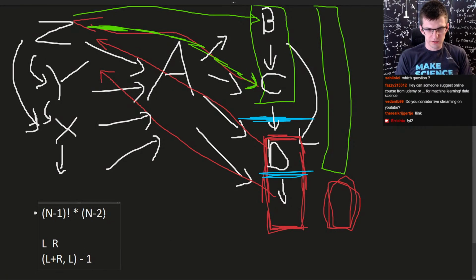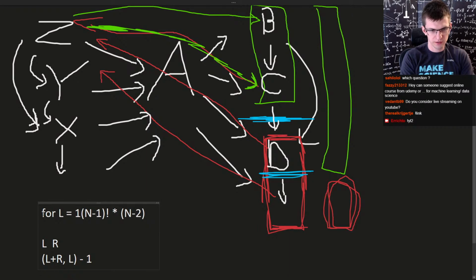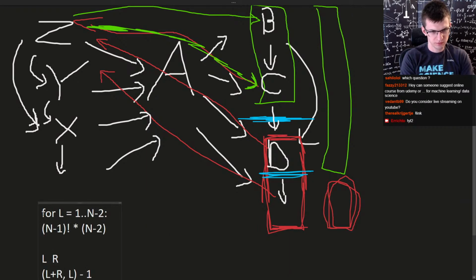Alright, then we iterate over the size of L. So it will be for L from 1 to n minus 2.